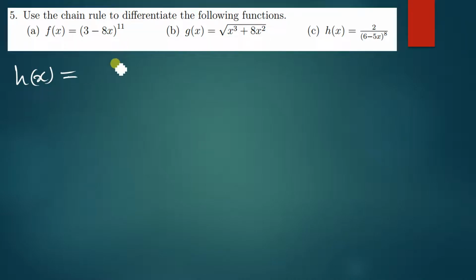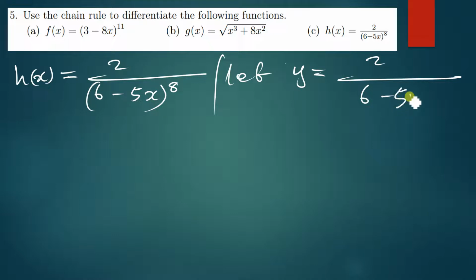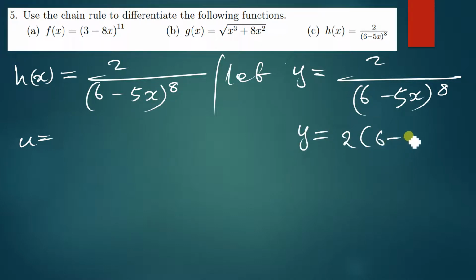So h of x is equal to 2 over 6 minus 5x to the power 8. So like I said, you first say let y be equal to 2 over 6 minus 5x raised to the power 8. So that we can have our u being equal to, okay, let me just write y here in another form, which is 2 open brackets, we have 6 minus 5x raised to the power negative 8, because it has gone up.